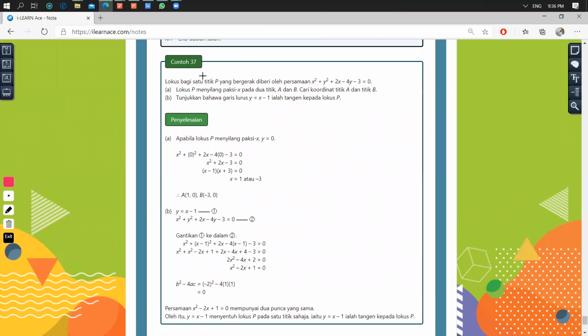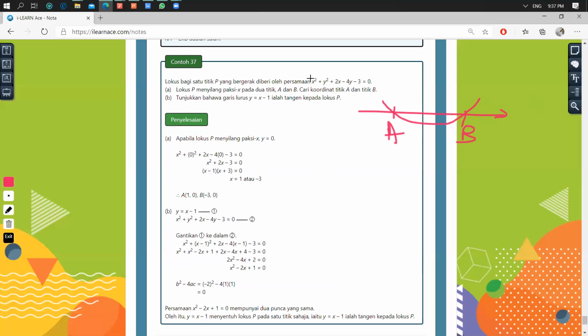Now, last part. This one is like a problem solving. Given that the equation of the locus is x squared plus y squared plus 2x minus 4y minus 3 equals 0. Then the first part asks you: the locus P intersects the x-axis at 2 points A and B. It could be something like this, this is the locus and it's going to intersect the x-axis at A and B. Now you have to find the coordinates of these 2 points, okay?